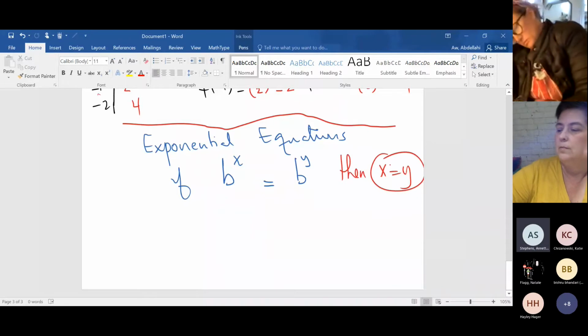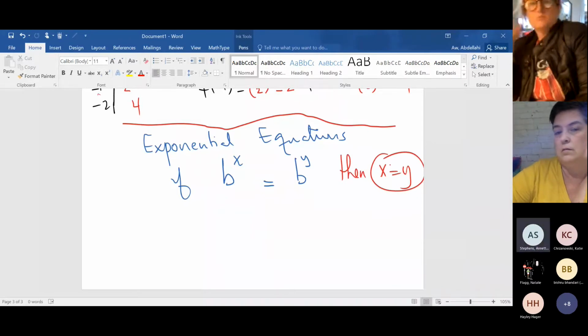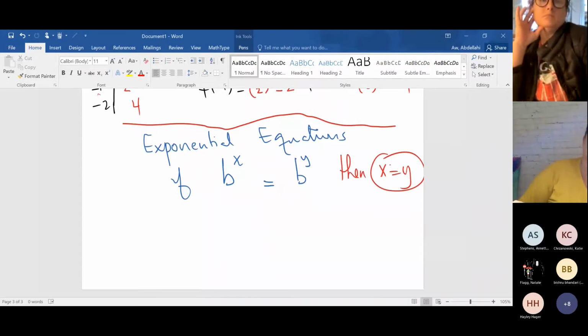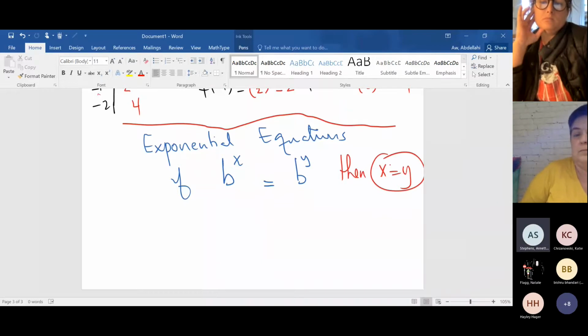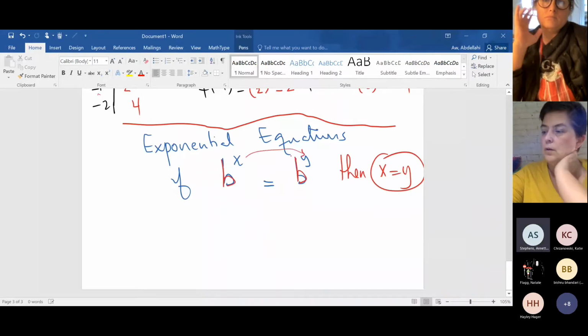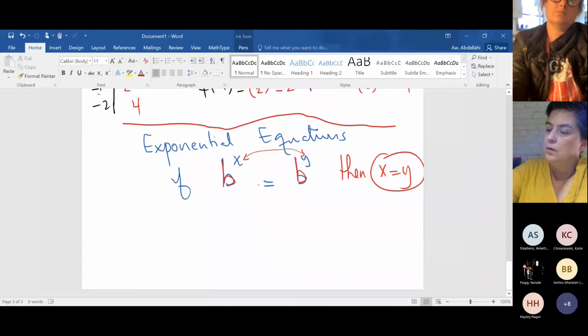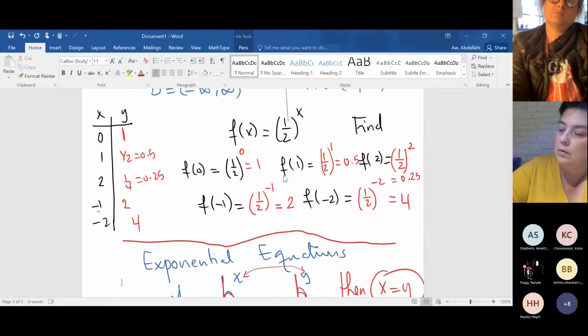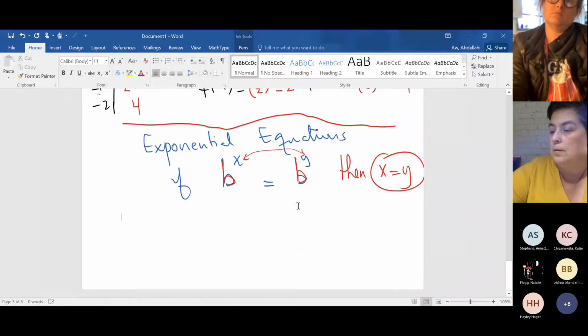Is it logical? If the two exponents are different, there is no way you can have the same number, because it's the same base. If they were different bases, yes, but it is the same base. This is base b here, and this is base b, so x has to be equal to y. So we're going to work on that situation. That is the easiest setup.